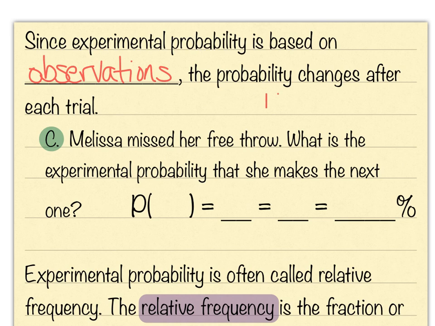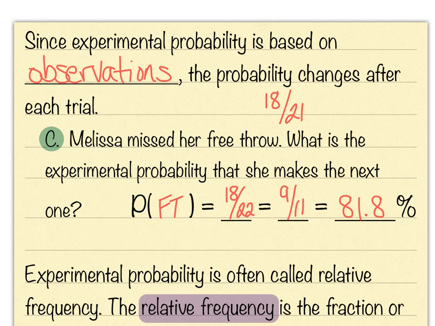Well, she'd hit 18 out of her last 21 free throws. So if she missed this next free throw, it's going to drop her probability to 18 out of 22. She's taken one more shot, but she missed it. So she still only made 18 out of 22. And then that reduces by 2 to 9 out of 11. And that's going to lower her percentage. Obviously, if she missed it, it's going to lower it. And that's going to lower it to 81.8%. That's what 9 divided by 11 is. It's 81.8% or 0.818. So it's going to drop her free throw percentage down.